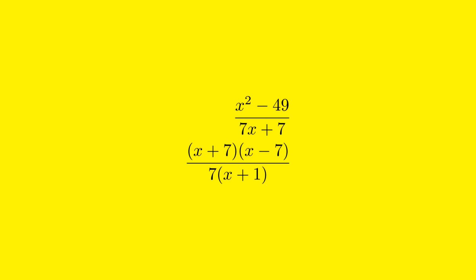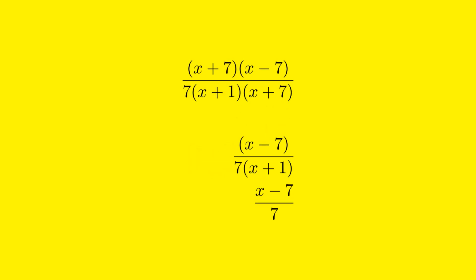We have now rewritten our expression, making it clearer. Now our expression looks like open x plus 7 close times open x minus 7 close over 7 times open x plus 1 close. This completes our first step, where we have successfully factorized both the numerator and the denominator.